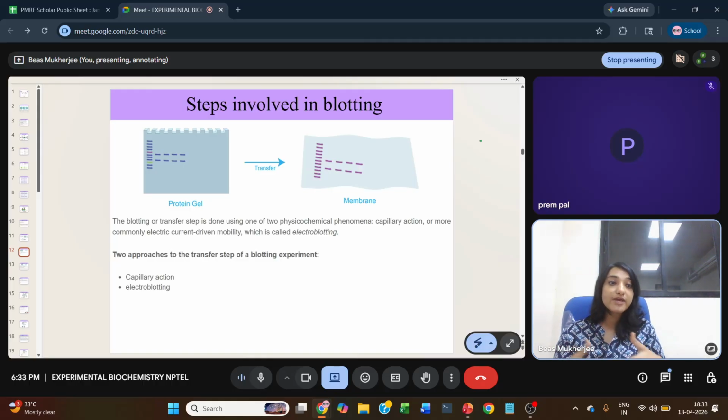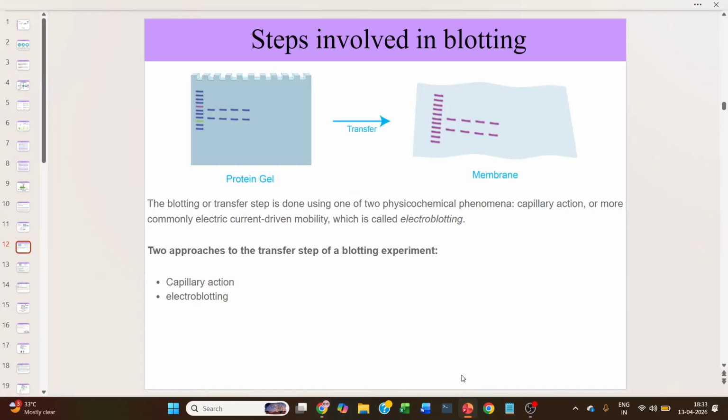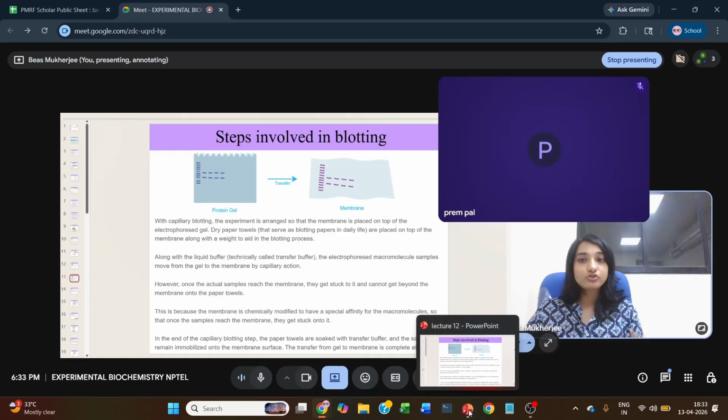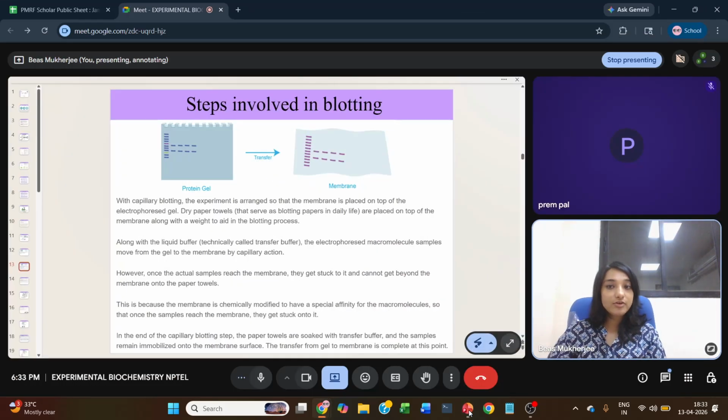How are you going to make sure that it happens? So one way is through electric current. Okay, so that process is called electroblotting, and the other one is through capillary action. So electroblotting is faster. So what happens in electroblotting? Let's see. Okay, so we will look at both capillary blotting and electroblotting, right?